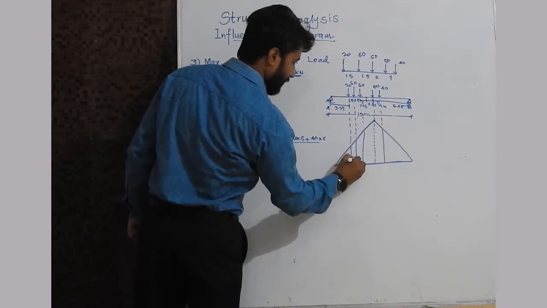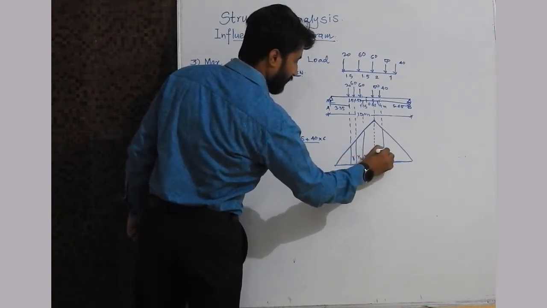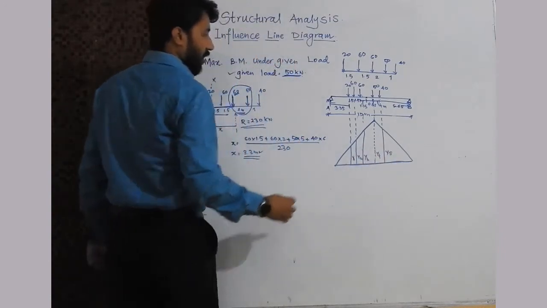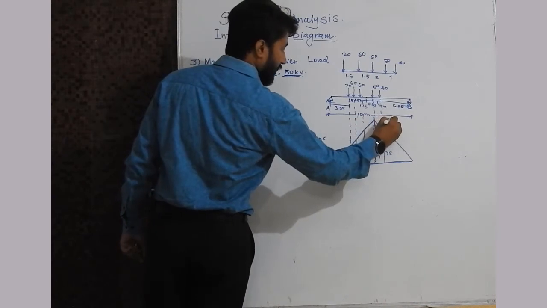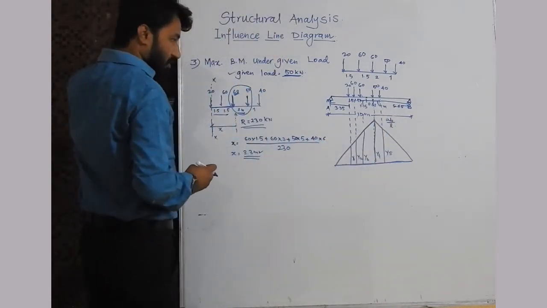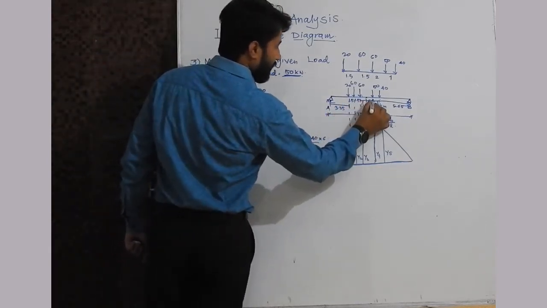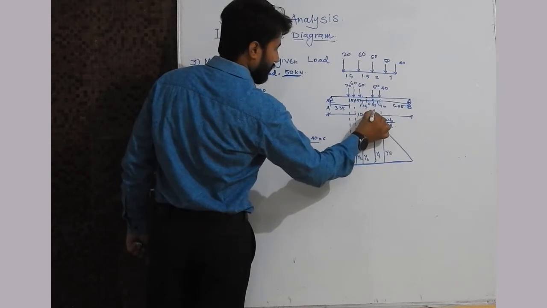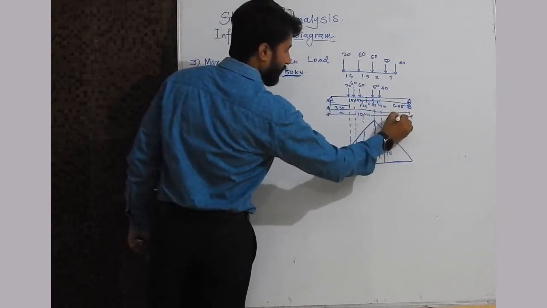Suppose this one is y1, y2, y3, y4 and y5. Now we know that the value of y4 is nothing but AB by L. So first we have to calculate the value of A and value of B. So how will we calculate value of A? Value of A will be this one. This value is value of A, and this is the value of B.